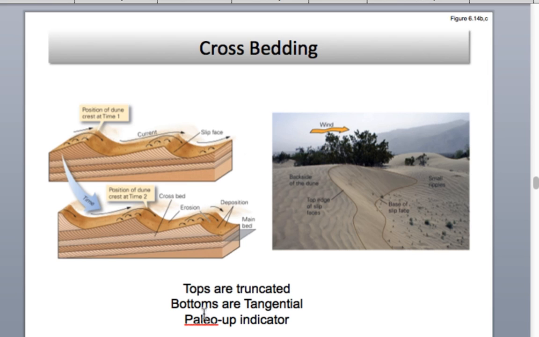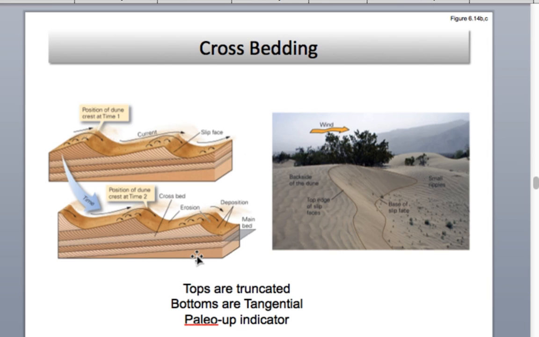Those are what we call paleo, or ancient, up indicators. They tell us which way was the old up direction, because if there is some folding or faulting in the future, the strata may be overturned, turned upside down, and we could determine whether or not these beds are overturned.